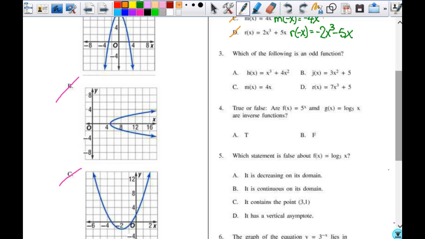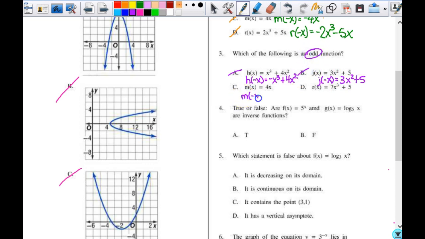All right, so number three, which of the following is an odd function? So again, we have to look at it algebraically because we don't have a graph to look at. So I'm going to find h of negative x, that's equal to, exponent is odd, so I get negative x cubed, exponent is even, so it's plus 4x squared. So h of negative x does not equal h of x, it also does not equal negative h of x, because this matches here. So my answer is not A, because it's not even or odd. J of negative x is equal to, all right, so when I substitute this in, that's going to give me 3x squared plus 5. So on that one, j of negative x is equal to j of x, which means that's an even function, and I'm looking for odd here.